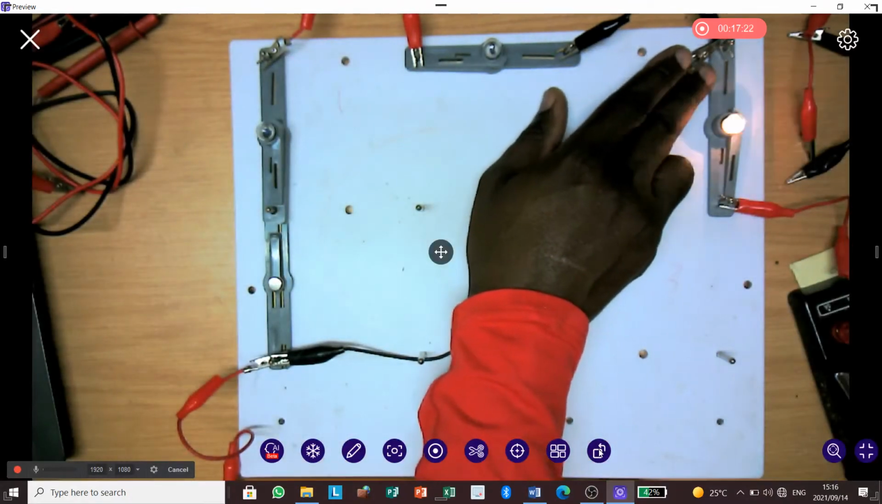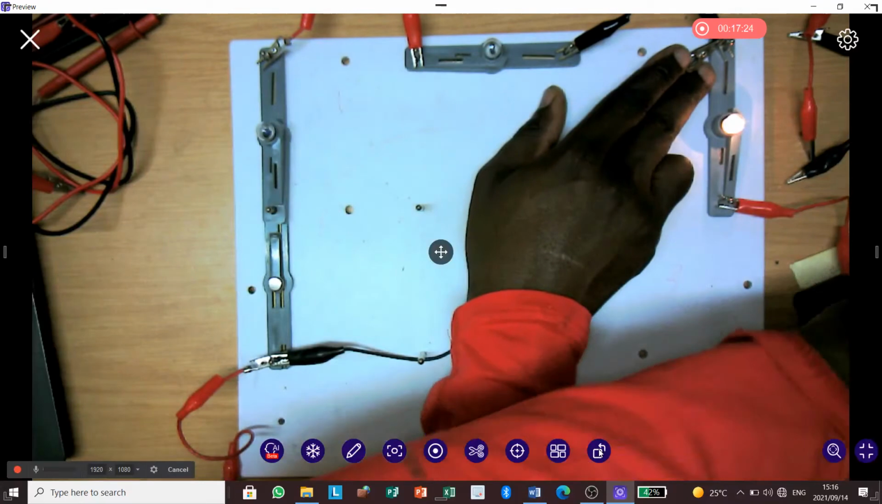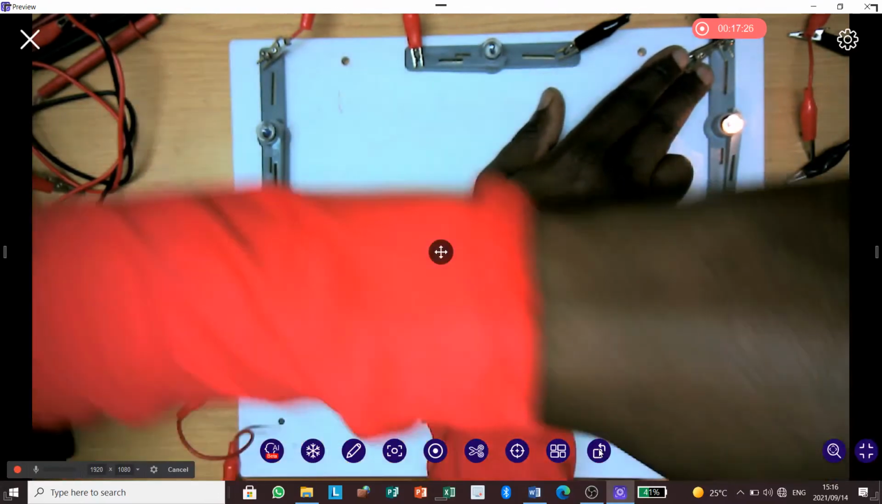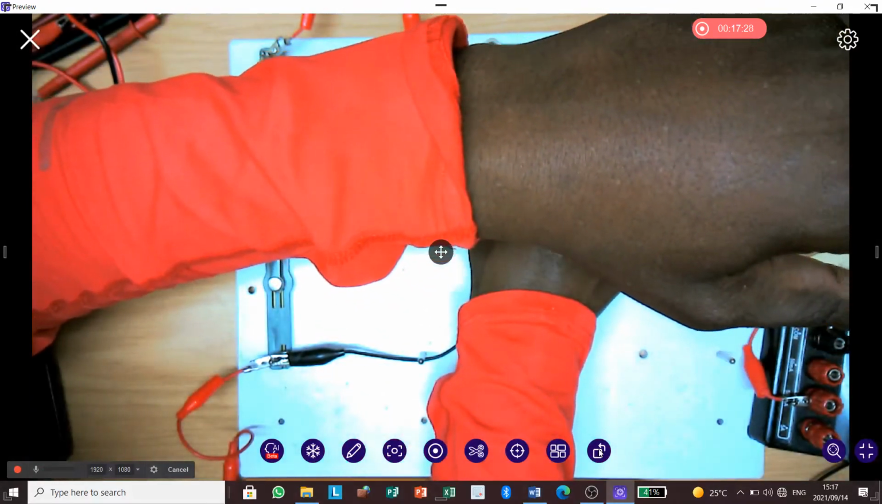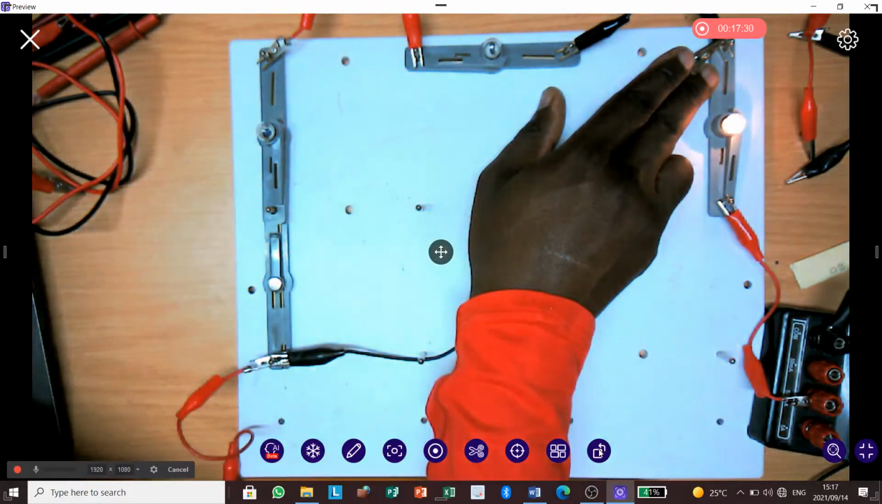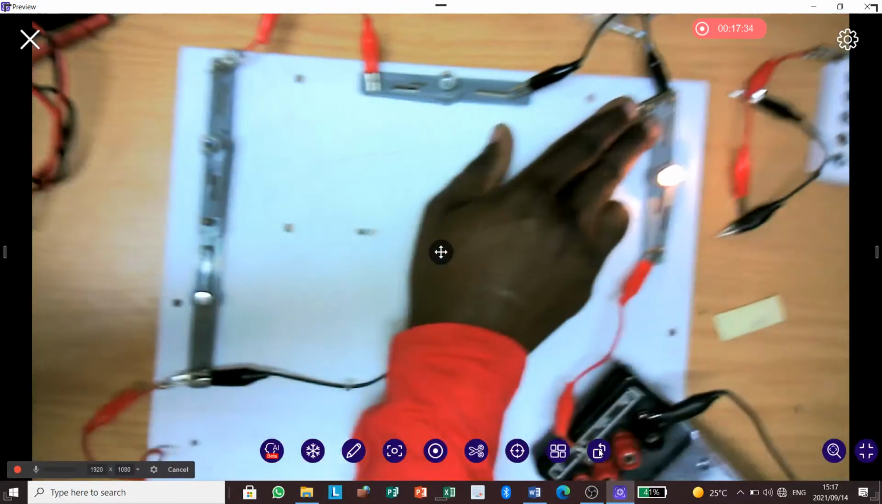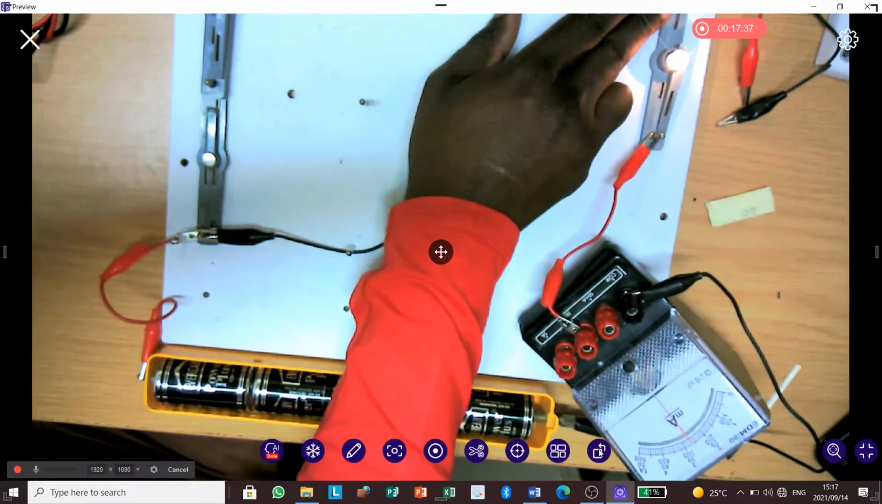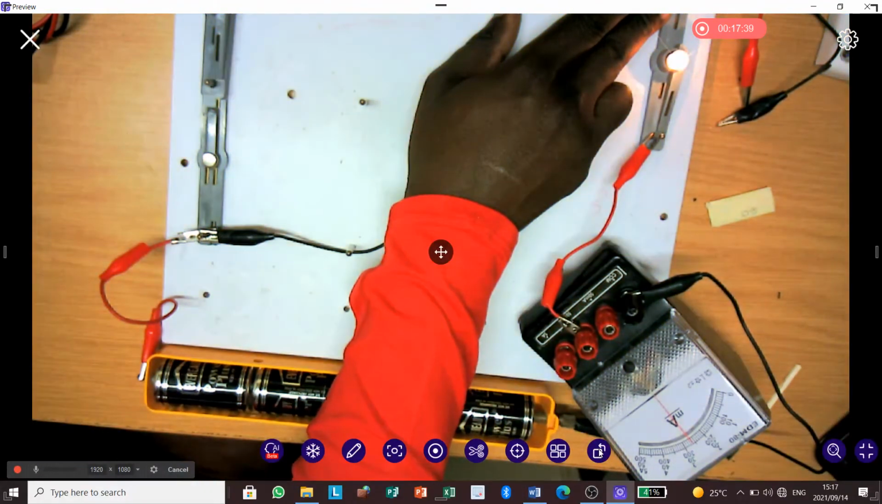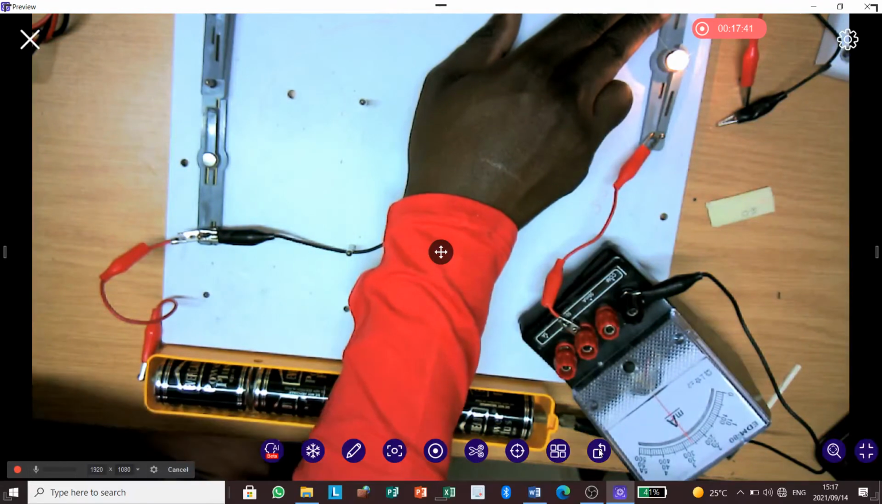If I choose one light bulb, what happens? What is the current? My current is 260 milliamperes. Let me make sure that you can see that. So my current is 260 milliamperes. You can see it over there.